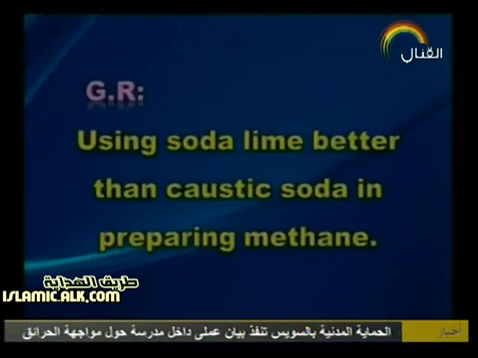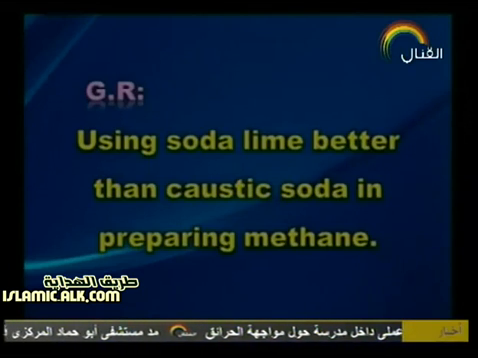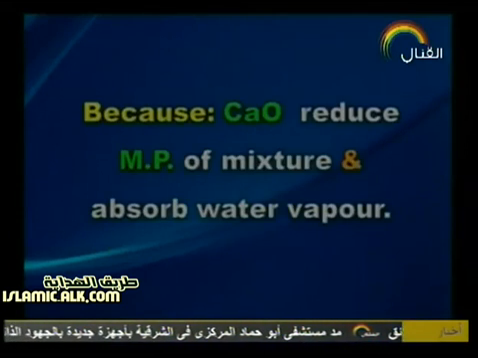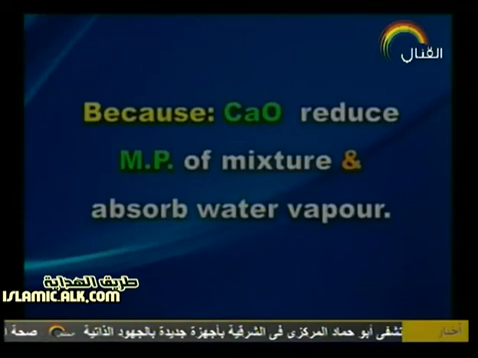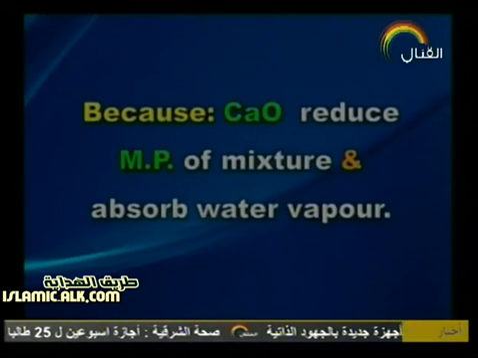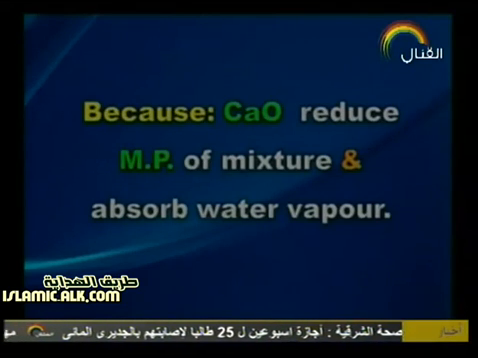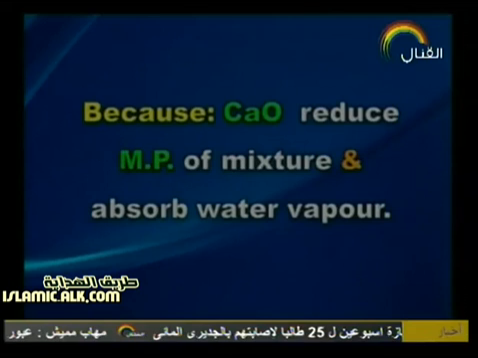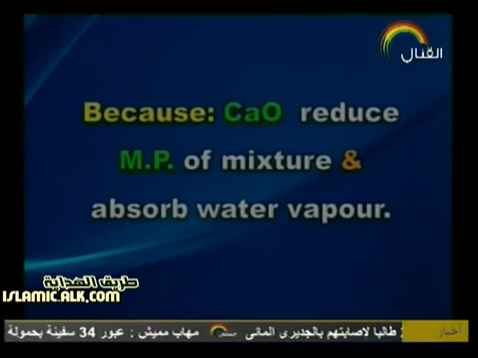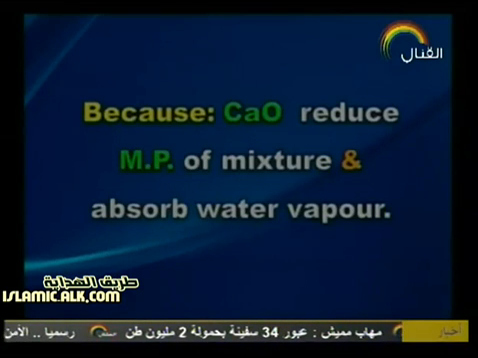Now, my dear students, we have a good reason at this point. Using soda lime is better than caustic soda in preparing methane. The reason is the calcium oxide, which is the difference between soda lime and caustic soda. The presence of calcium oxide, which is quicklime, with caustic soda to form soda lime reduces the melting point of the mixture and absorbs water vapor to get dry methane.